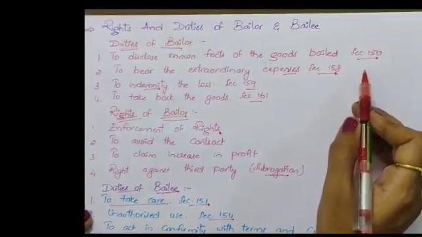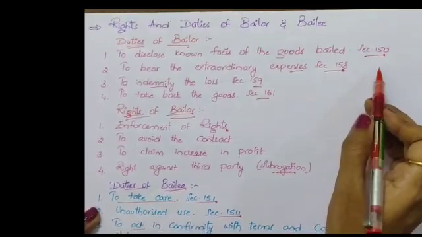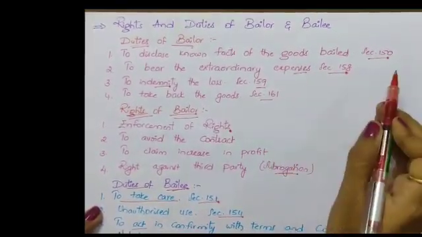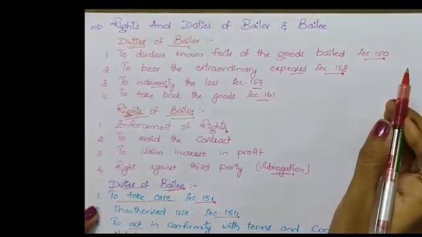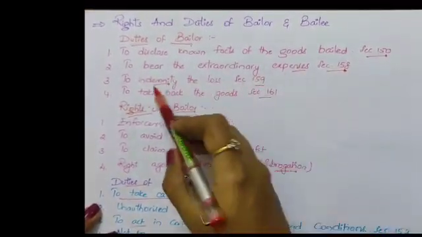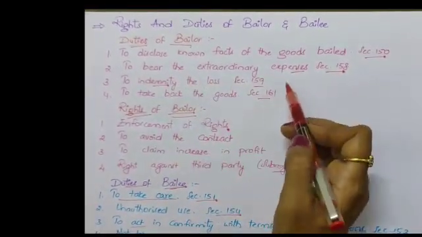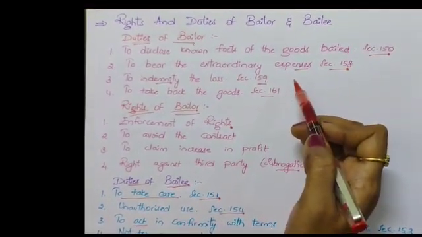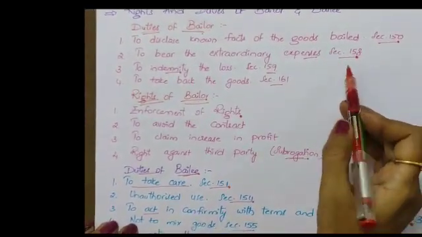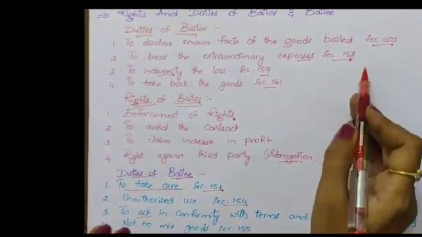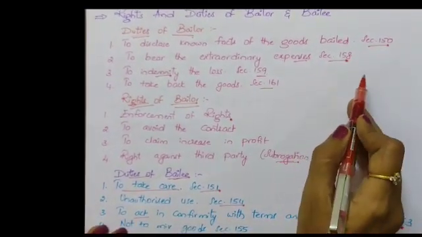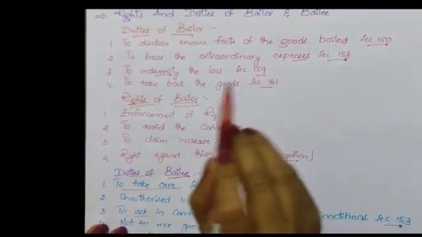For example, A lends his defective car to B. A knows that defect but does not disclose the same to B. So, A is liable for the loss suffered by B. Next, to bear the extraordinary expenses under section 158. The bailor has a duty to meet the extraordinary expenses incurred by the bailee. He is also responsible for the ordinary and reasonable expenses.